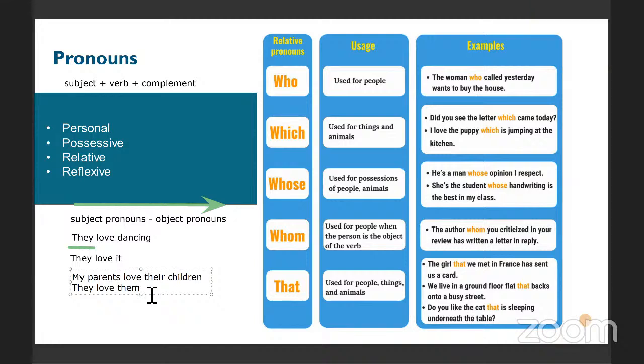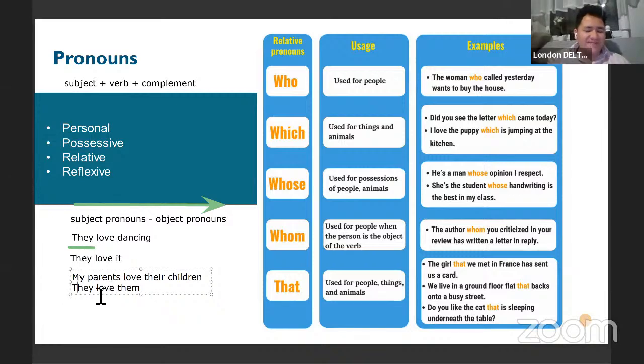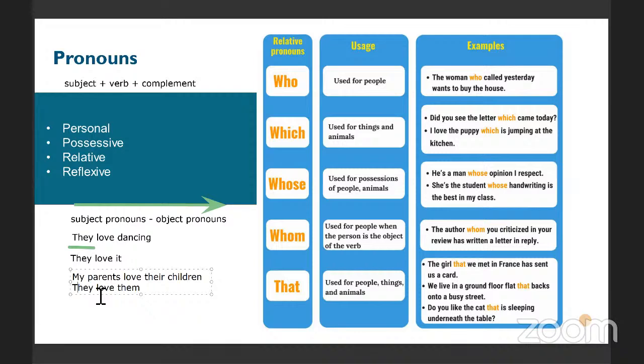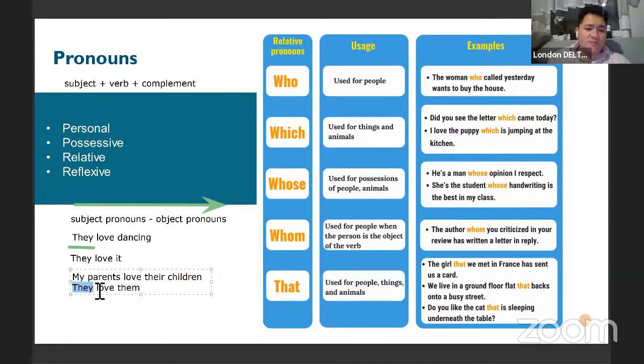So they is the personal pronoun, it is at the beginning of the sentence. The first one is the subject, and them is the object. Correct. It talks about the person who is receiving the action. Very well, exactly. They do the action. Them receive the action, right?